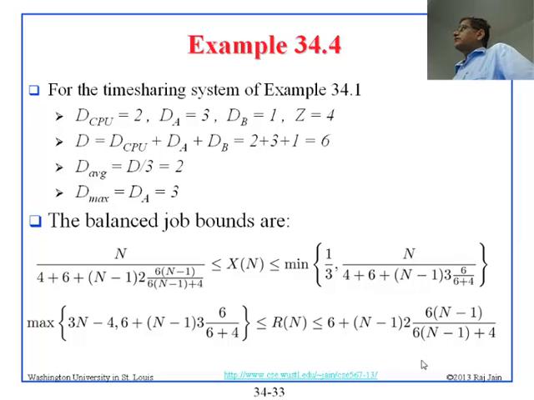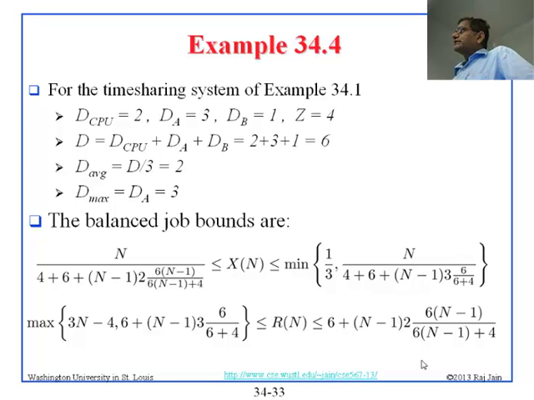This is not 4, 3, 2, but it is 2, 3, and 1 with Z equal to 4. So the sum of the demands is 2 plus 3 plus 1, which is 6. D average is 2. D max is 3. Maximum of 2, 3, and 1 is 3.